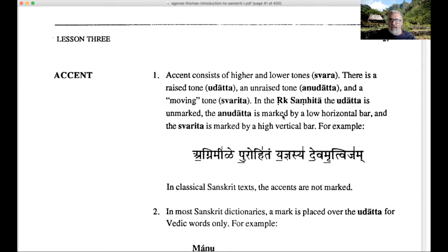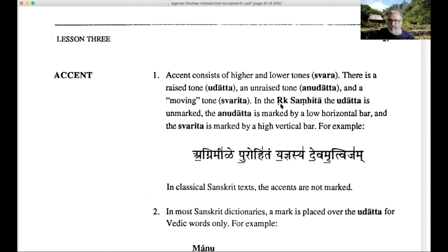Right. So now the thing is, in actual fact, it's the swarita which is high. Moving from low to high is the swarita. When we see the vertical bar, that's the swarita, right? So in the Rig Veda Samhita, the udata is unmarked, right? A syllable or a vowel with no marking on it, no swara marking, no accent marking on it is udata. One with a horizontal line below it is called anudata. That's a low tone. So the regular tone, the main tone is the udata, and it's unmarked.